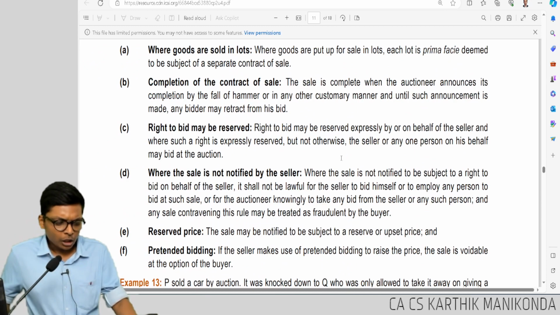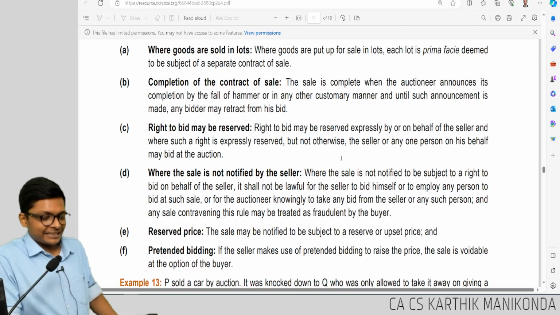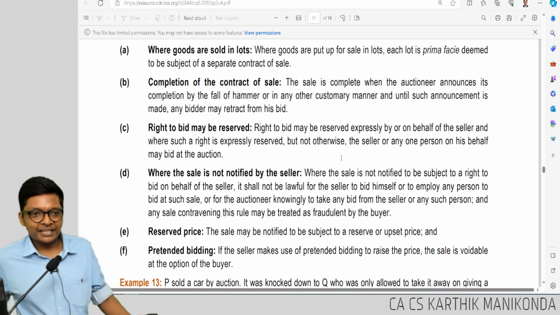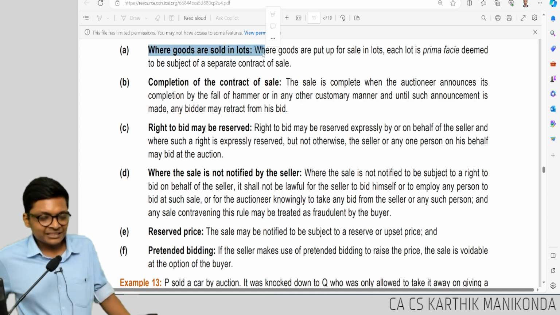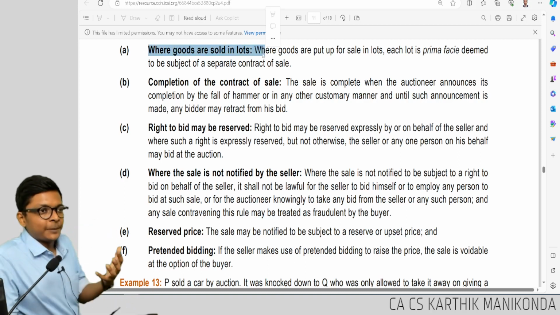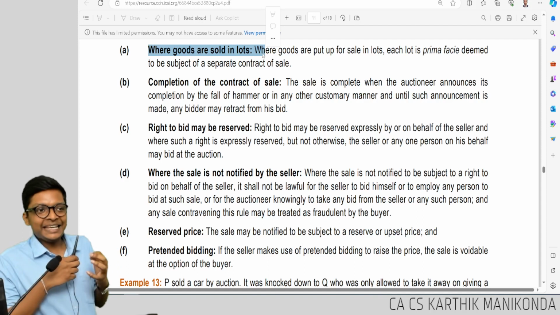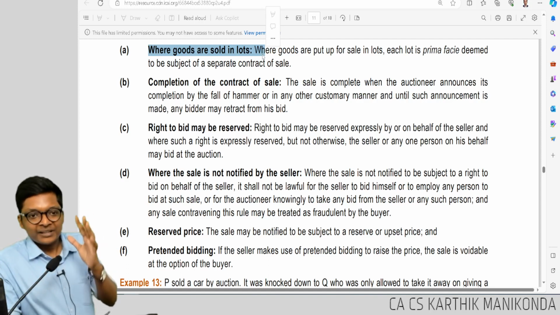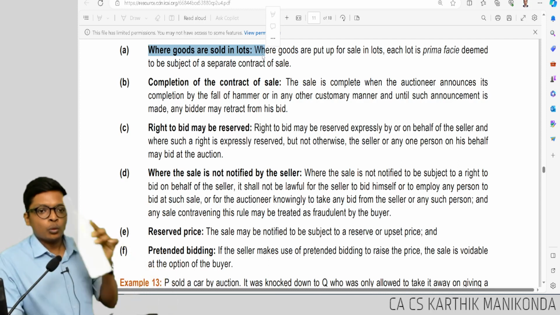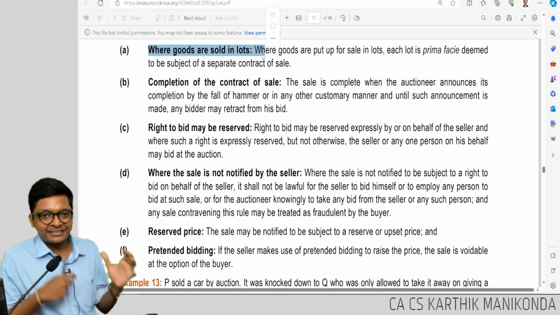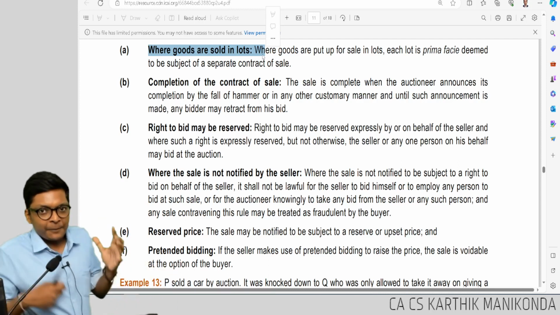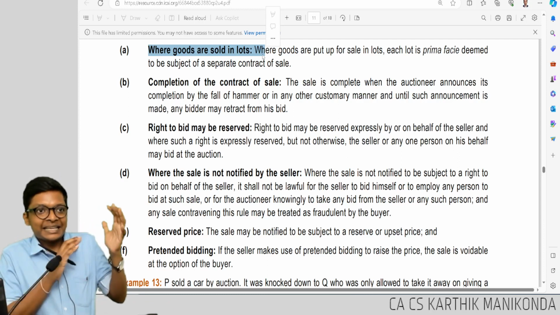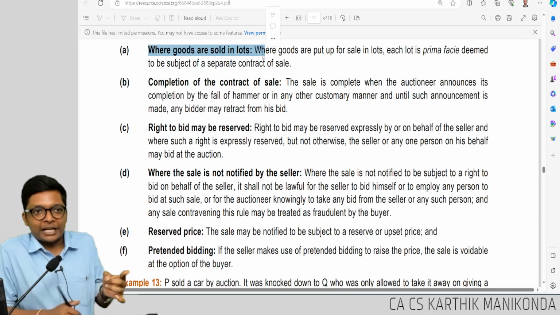Last one, auction sale, recently tested. Let me go to the points here itself. What is auction sale? You sell multiple goods together. Each lot is treated as a separate contract of sale. Let's say here I am selling a water bottle, then a pen, then a phone, let's say a system. Everything is happening today in this room, but each item is treated as a separate contract of sale.